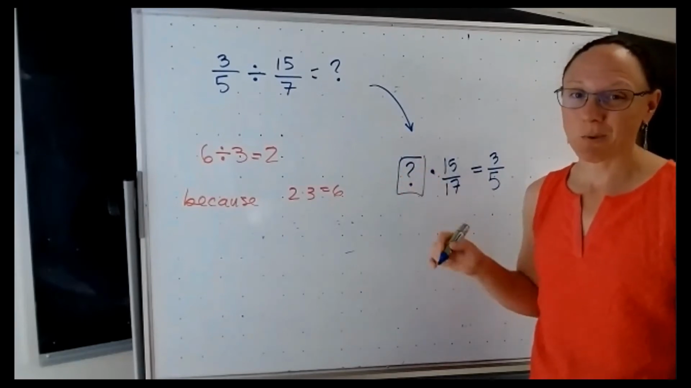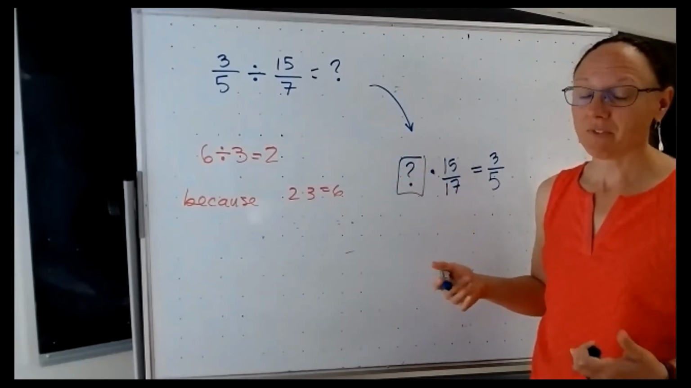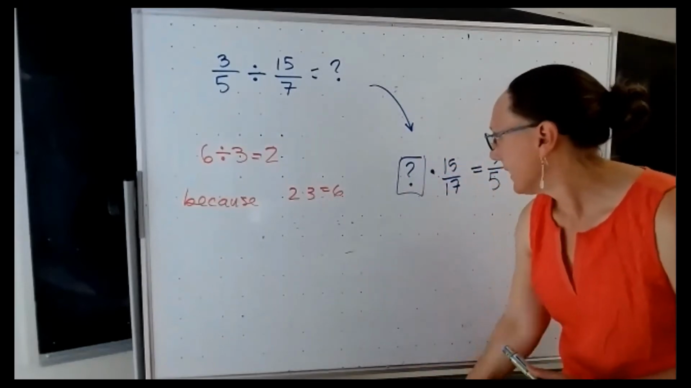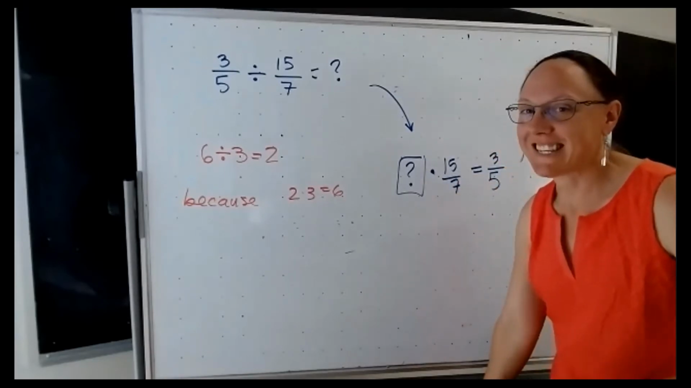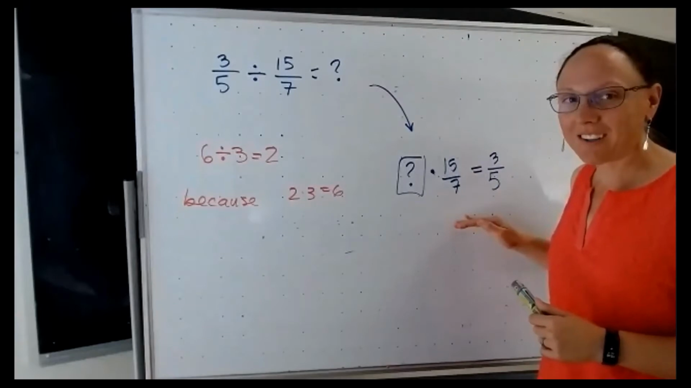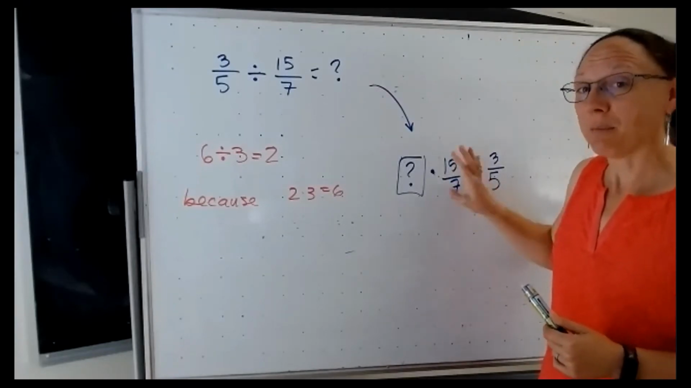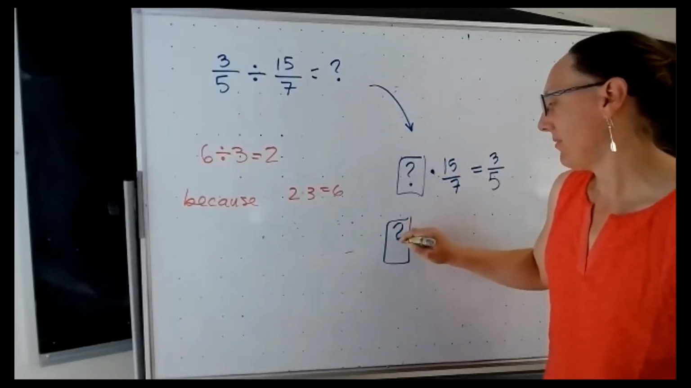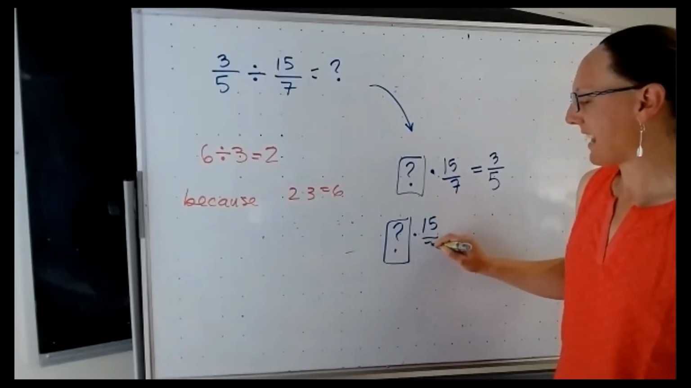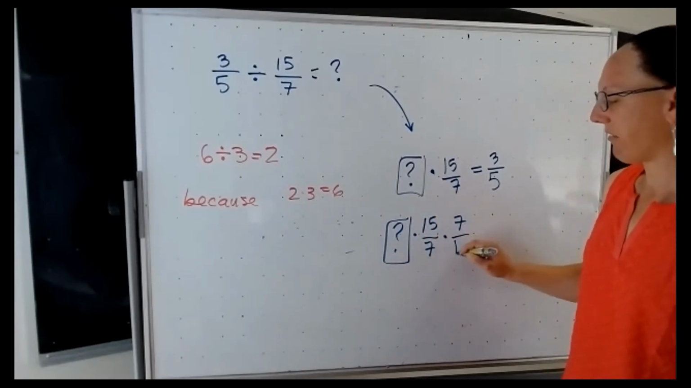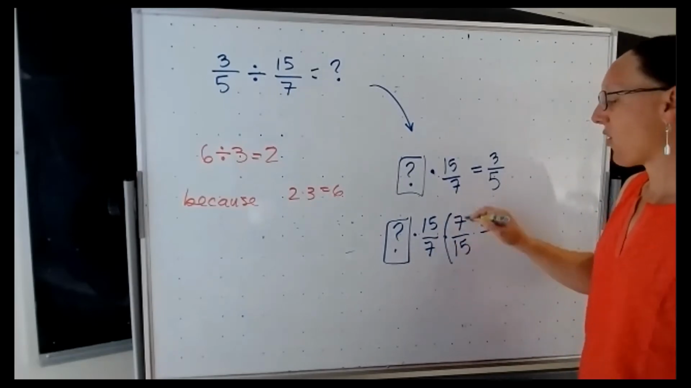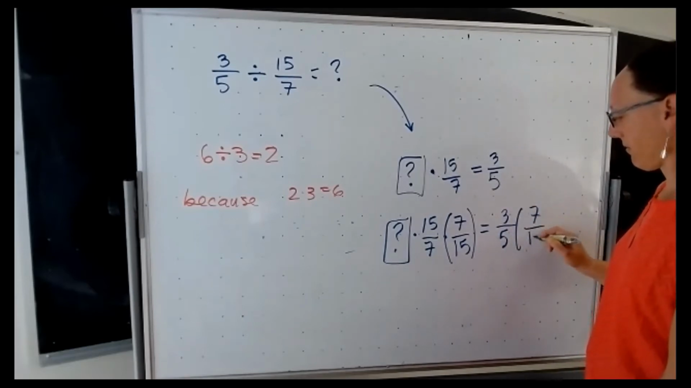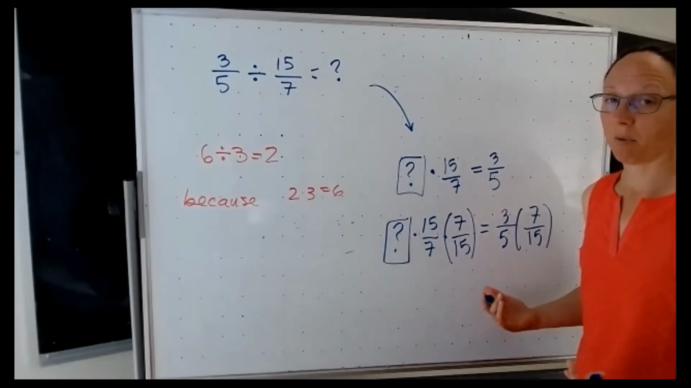Well, if I'm trying to get this question mark piece by itself, it is true that I could divide by 15/7, or I could think about the other way to move this to the other side of this equation, which would be to take that 15/7 and multiply by 7/15. And as long as I did that on both sides of the equation, I wouldn't have changed the problem.